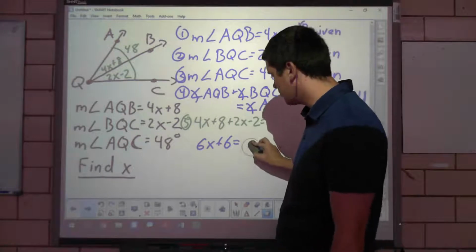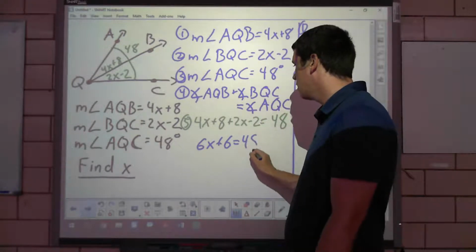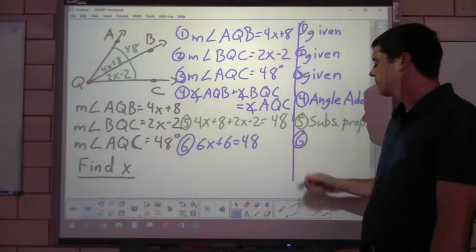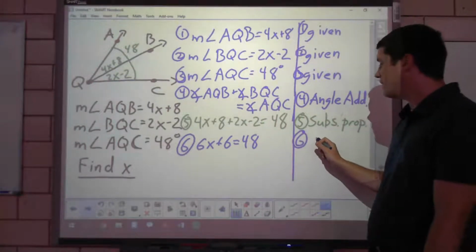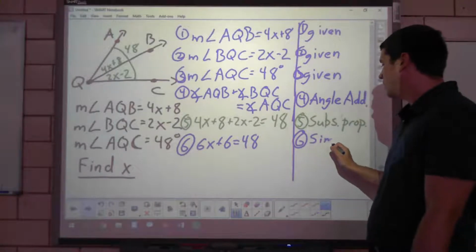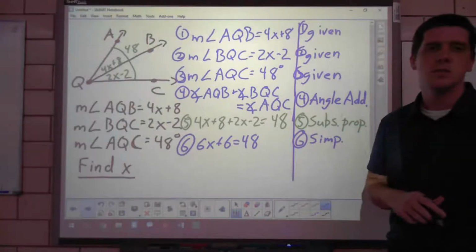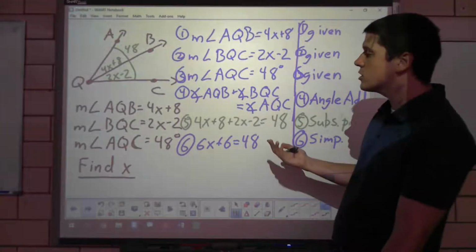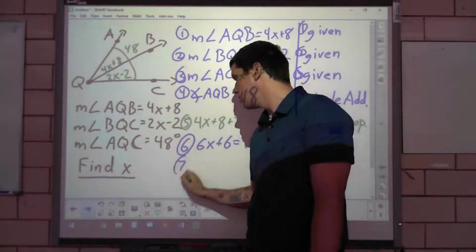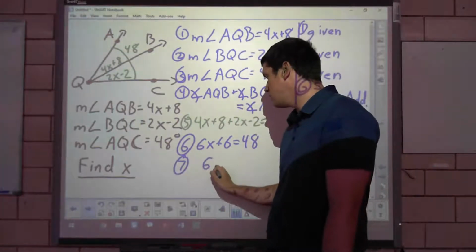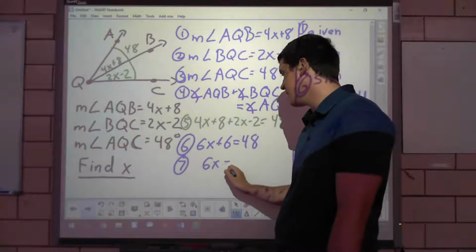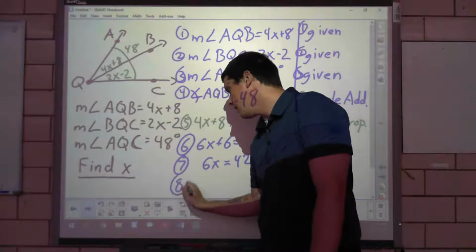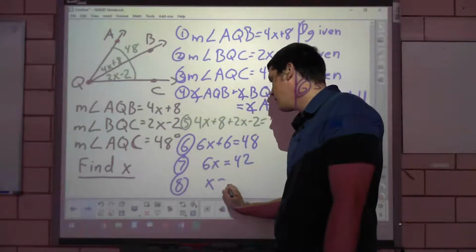Not 84. That was a dyslexic moment. I apologize. So line 6 here was just, again, combine like terms or simplify. I'm just going to write simplify in this case, just because I don't really have room to write combine like terms. Now I just do a little bit of algebra. 7. So I'm subtracting 6 from both sides. 6x equals 42. Then for line 8, I can divide by 6. I know x equals 7.